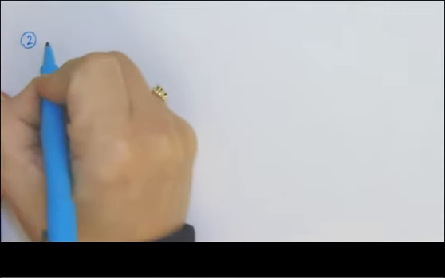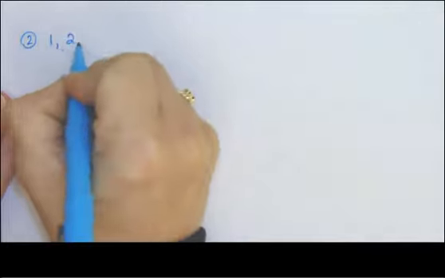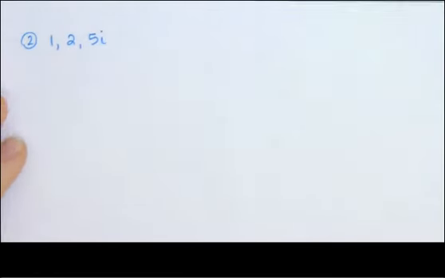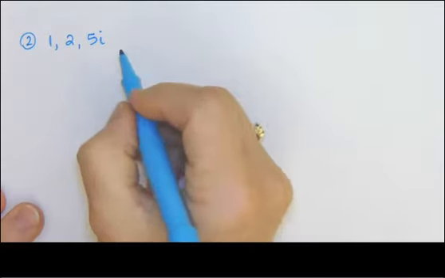Let's try another example now. This time I'm going to give you the zeros. Again, I want you to find the polynomial function for the zeros 1, 2, and 5i. It looks like there are only 3 zeros, so you might think that it's a degree of 3.